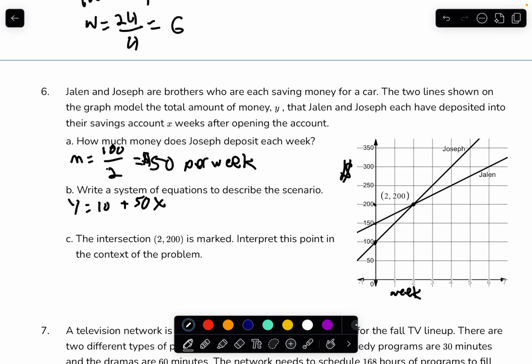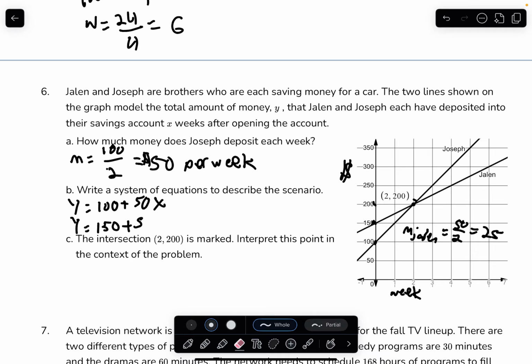For Jalen, his y-intercept is 150. So we know for Jalen, it's y equals 150 plus. Now we have to find the slope of Jalen. Jalen starts at 150, goes up 50 and over 2. So the slope for Jalen is going to be up 50 over 2, which is $25 per week. Oops, I was going to put a dollar sign there. So it's 25x. So that's a system of equations, right?